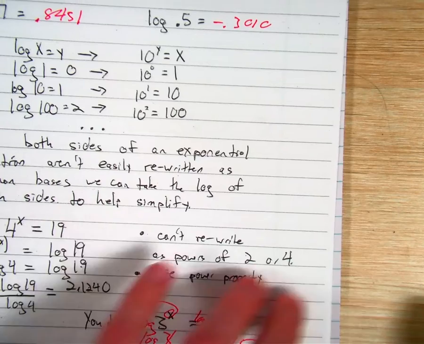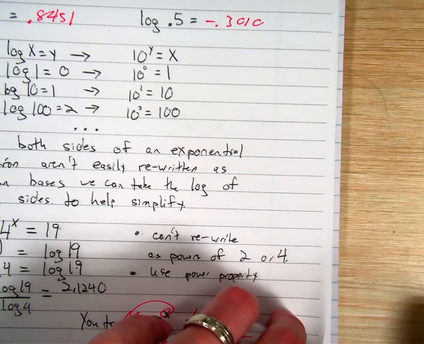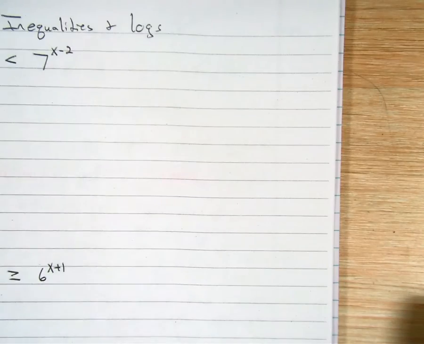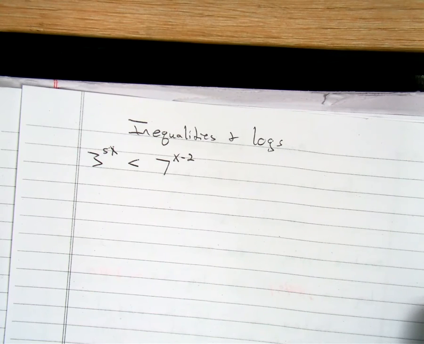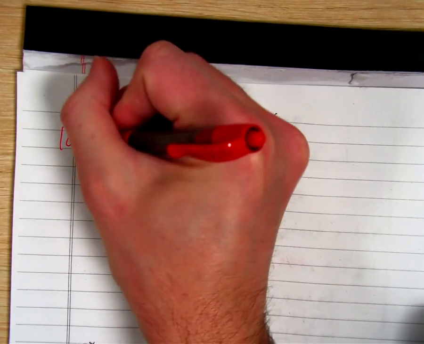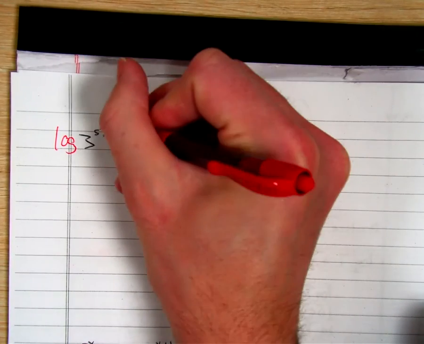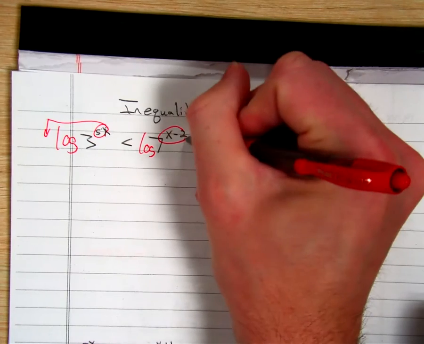So that's one type of problem you're going to get. Flip on over. We can also do inequalities with these logs. Same idea. We're going to do log of both sides and bring our powers down in front with our power property of logs.